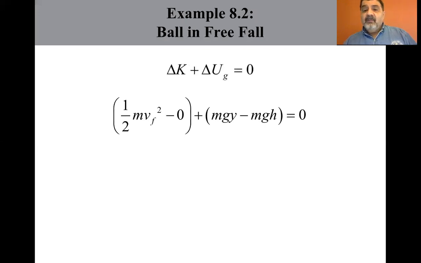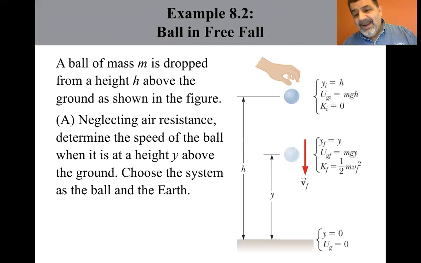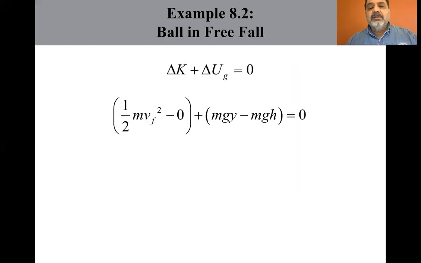But we do have both a y and a g. If you look at the figure, you see that the y is not at the 0 point. It's y above the y equals 0 point. So there is a delta, mgy minus mgh, where mgh is the initial height.